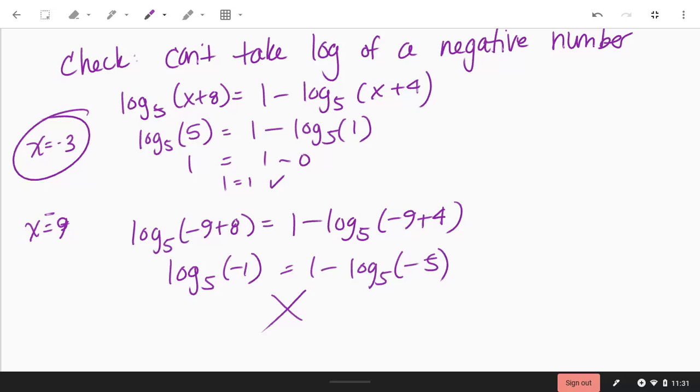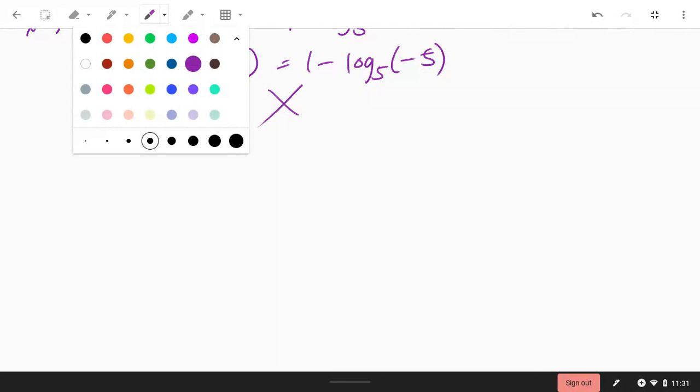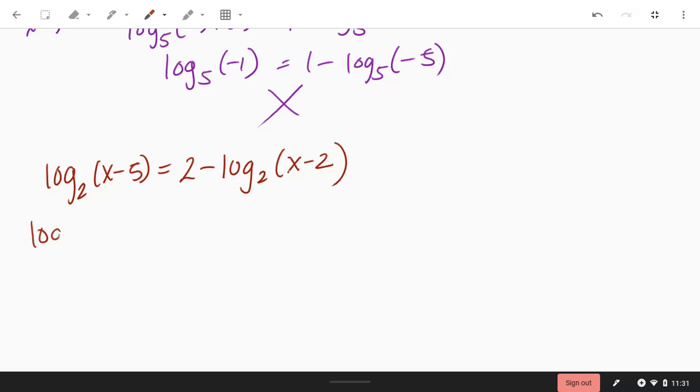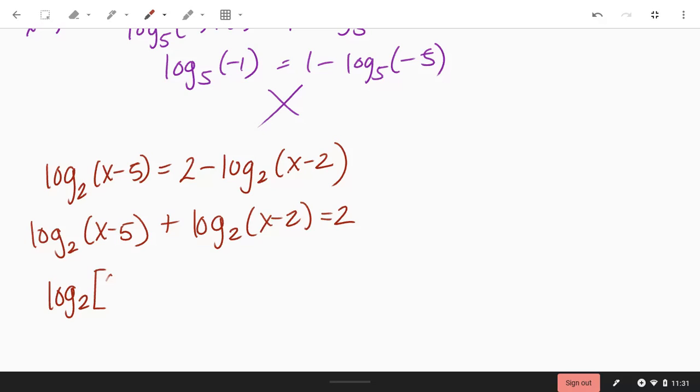All right, let me do another one for you. This one we have log base 2 of x minus 5 equals 2 minus log base 2 of x minus 2. Okay, so I'm going to follow that first step. I'm going to get the logs on the same side. I'm going to combine them. Okay, now I'm going to expand.